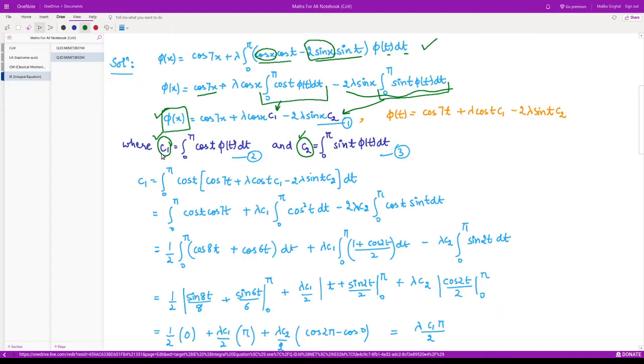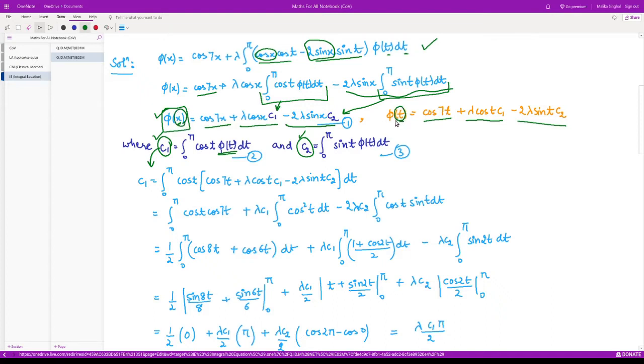So for doing that, let us first start with c1. In doing that, we need phi of t. So from equation 1, you can see that we have phi of x in terms of others. So we can replace the variable x with t. So we'll have phi of t equal to, in place of cos 7x, cos 7t, plus lambda times cos t c1, and in place of minus 2 lambda sin x c2, we have minus 2 lambda sin t c2. That means we simply replace this x with t.